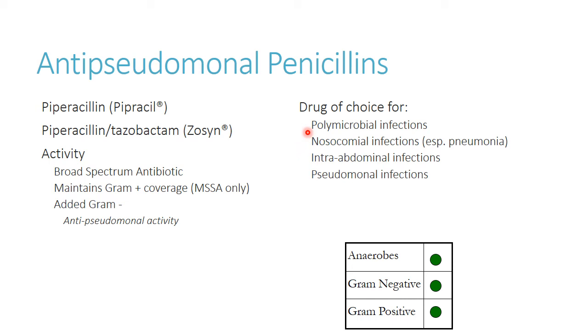If I'm worried about nosocomial infections, so ones that the patient picked up from the hospital. For instance, pneumonia is a very good example of Zosyn use. If I have intra-abdominal infections, right? Because when I'm dealing with the intra-abdominal cavity, I'm worried about gram-negatives. I'm also worried about anaerobes. This is going to cover both of those. And then also pseudomonal infections. If I know the culture comes back with Pseudomonas, I can use this to treat that.